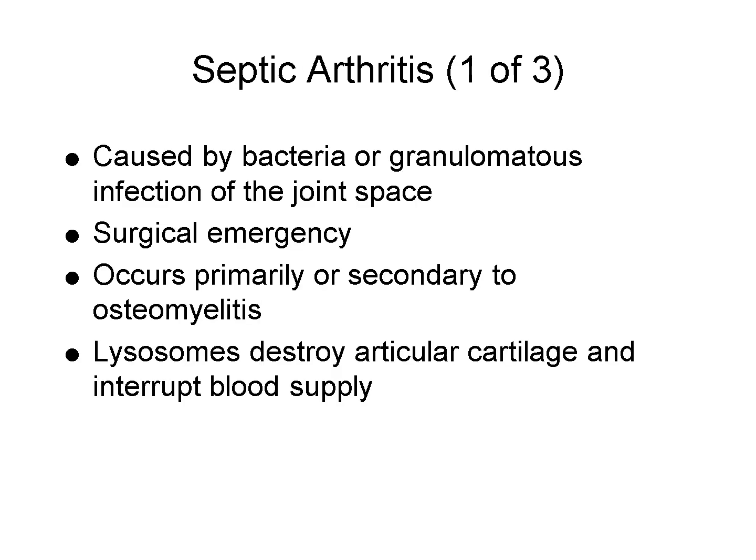Septic arthritis is a joint infection caused by bacteria or granulomatous organisms. It may occur on its own or as a complication of osteomyelitis. Bacteria release enzymes and toxins that destroy articular cartilage and cut off the joint's blood supply. This is a surgical emergency that requires prompt treatment.